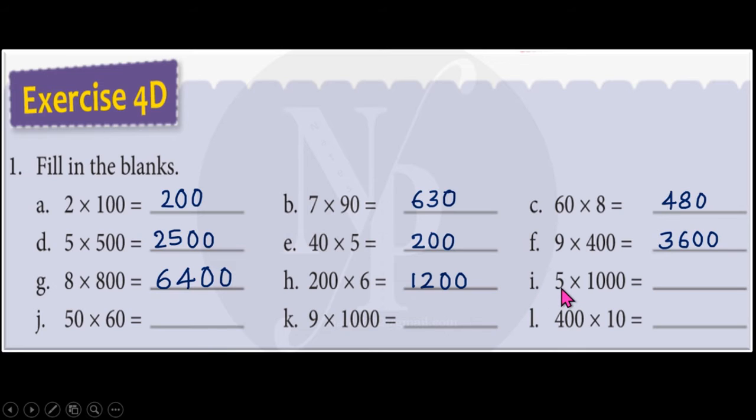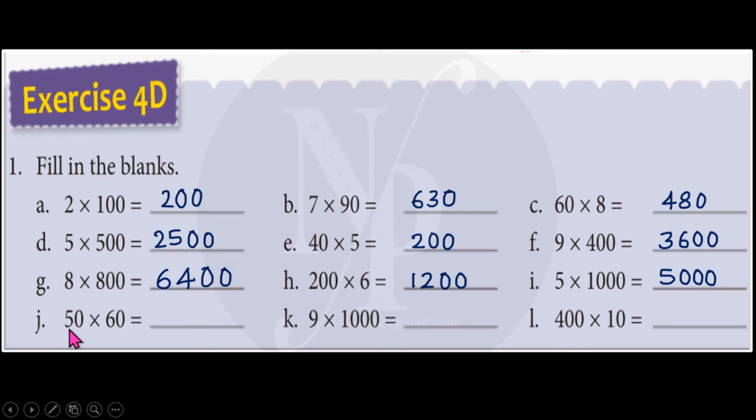I, 5 into 1000. 5 into 1000 is 5000, isn't it? Because 5 into 1 is 5 and we have 3 more zeros to the right of this number. So if you include that, it becomes 5000. So 5 into 1000 is 5000. Let's write 5000 here, 0 0 0. 5000 is the product of 5 and 1000.